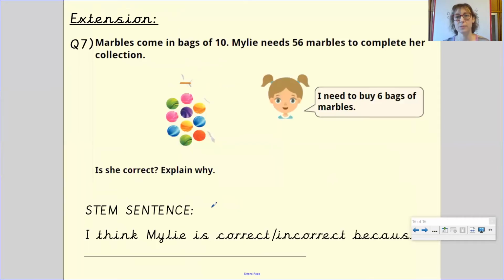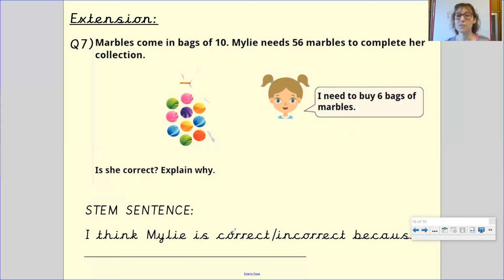And then the extension. That's what I thought we had before. So marbles come in packs of 10. Miley needs 56 marbles to complete her collection. And Miley says, I need to buy 6 bags of marbles. So is she correct? And explain why. So what you need to work out is how many marbles Miley needs, how many she'd get if she bought 6 bags, and does she need to buy 6 bags? Does she need to buy 7 bags? Does she need to buy 5 bags?